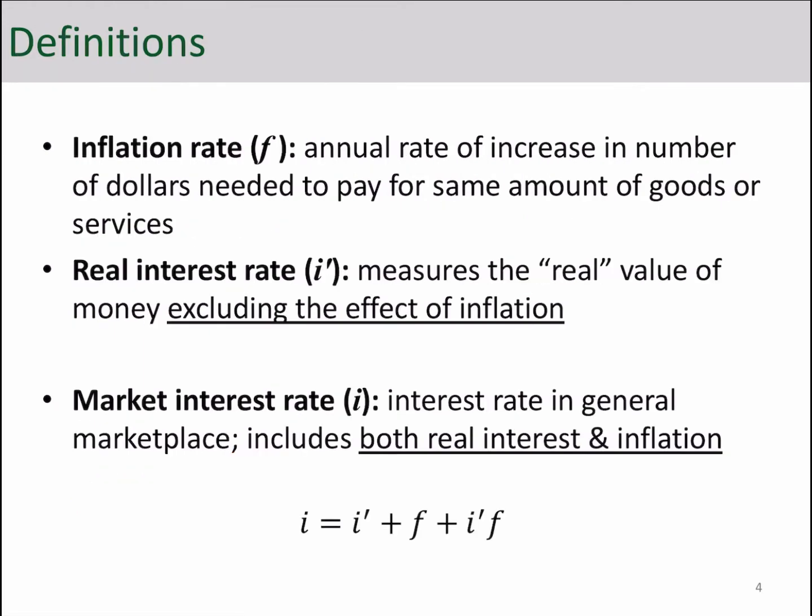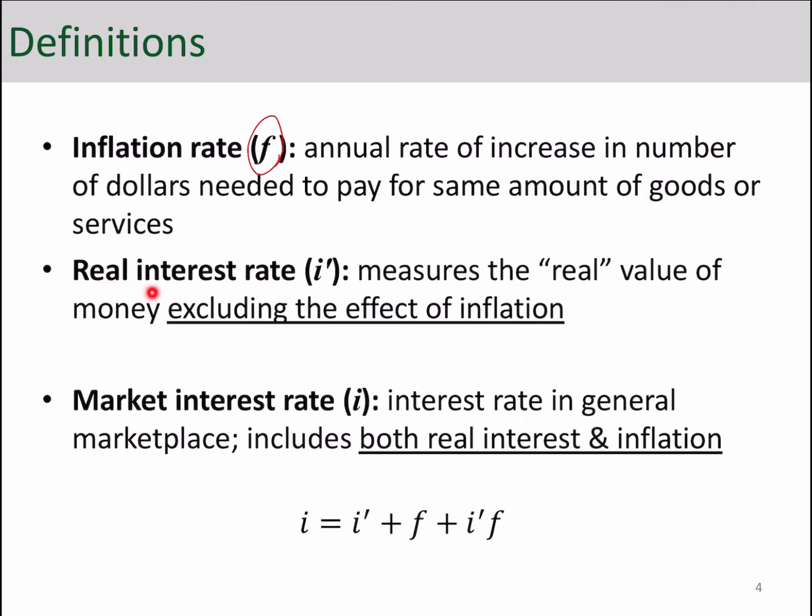So let's start with these three definitions. The first one is the inflation rate itself, which we denote with F. That means the annual rate of increase in the number of dollars needed to pay for the same amount of goods or services. Essentially a percentage that shows the inflation per year. And in the United States, that is on average between 2 and 3% per year.